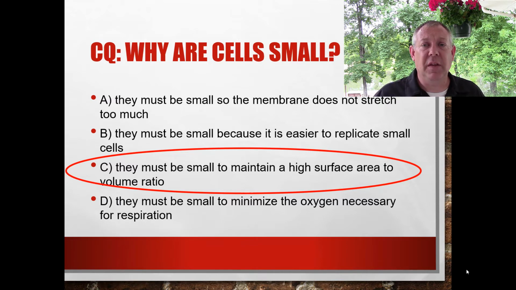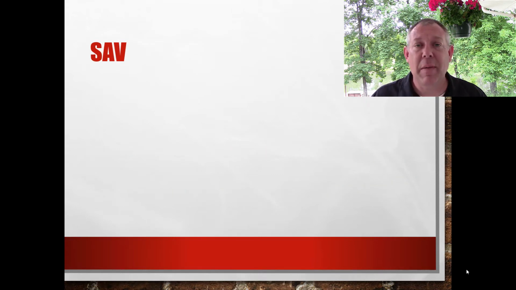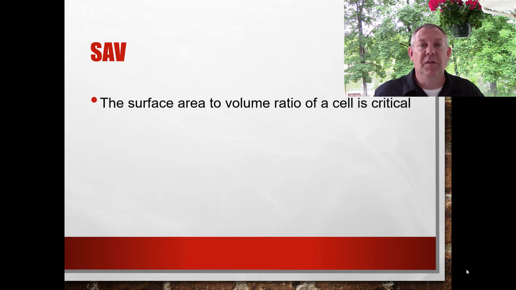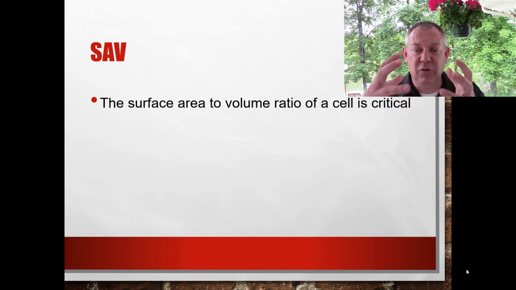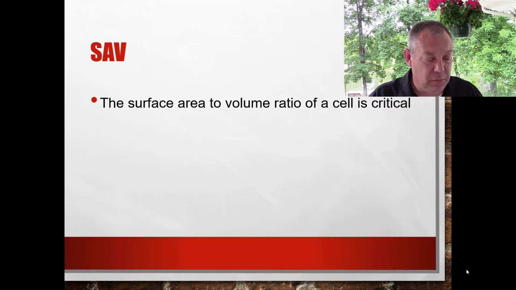And this is a concept that comes up again and again in biology. So let's investigate it in a little bit more detail. If I ever talk about SAV, or write that acronym down, I'm talking about surface area to volume ratio. So how much surface area or covering you have relative to the inside, relative to the total volume. And surface area is a two-dimensional measurement. Volume is a three-dimensional measurement. The surface area to volume ratio is critical to the function of a cell.